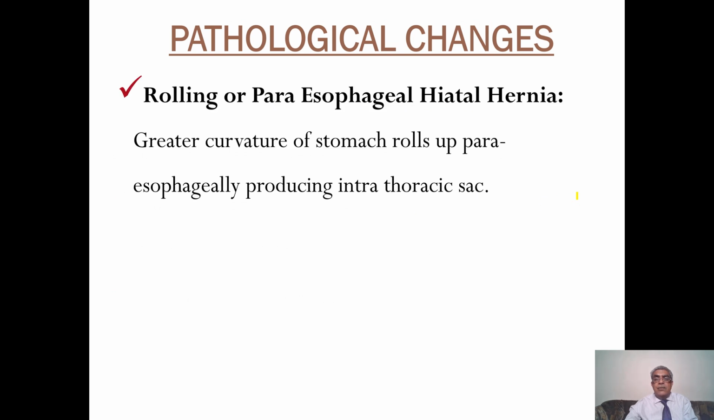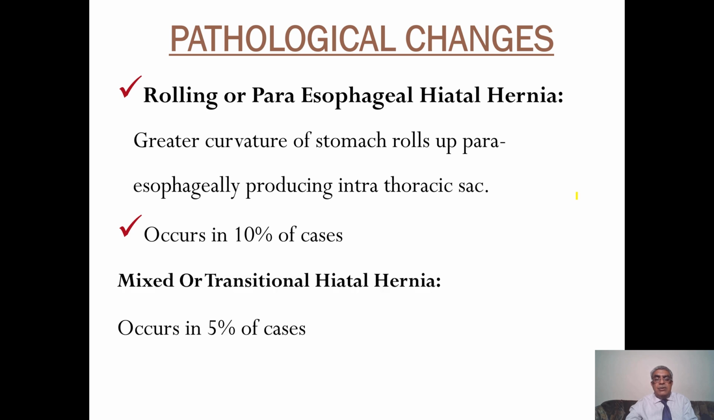Then rolling or paraesophageal hiatus hernia. The greater curvature of the stomach rolls up paraesophageally, producing an intrathoracic sac. That is, the gastroesophageal junction remains in the abdominal cavity, whereas a portion of the stomach, or the greater curvature of the stomach, rolls up through the hiatus and comes to lie intrathoracically. Occurs in 10% of the cases. And then mixed or transitional hiatal hernia, where both the gastroesophageal junction and the greater curvature of the stomach come to lie in the thoracic cavity.